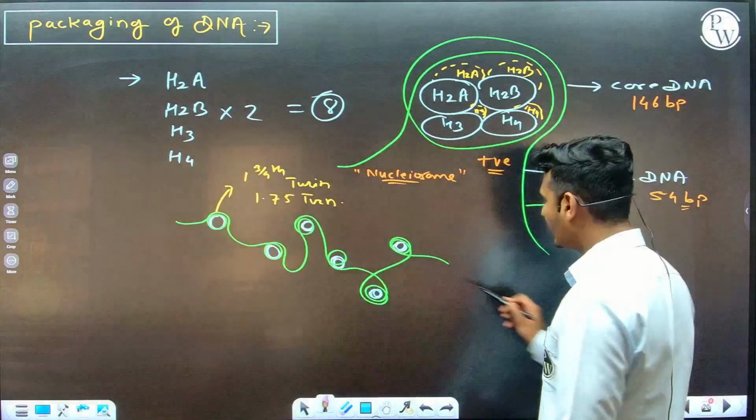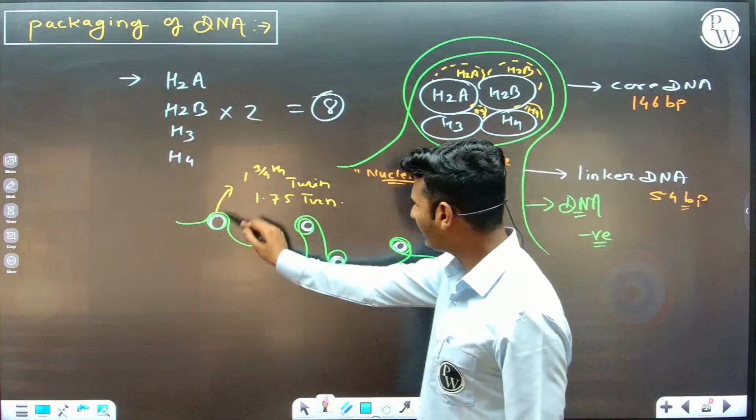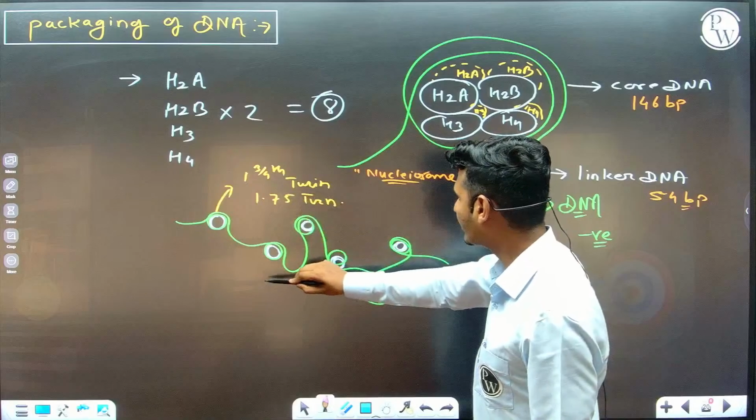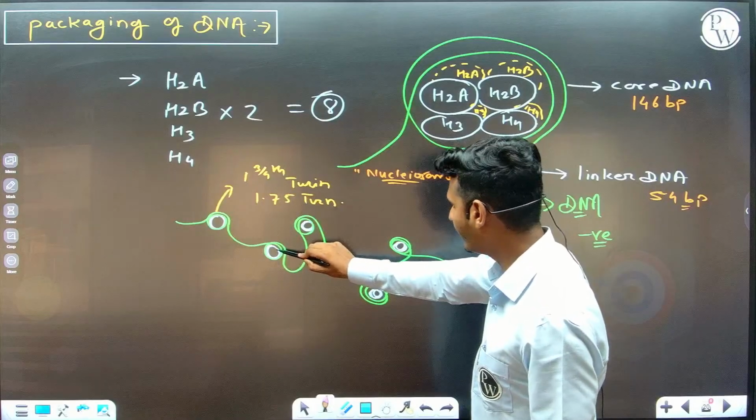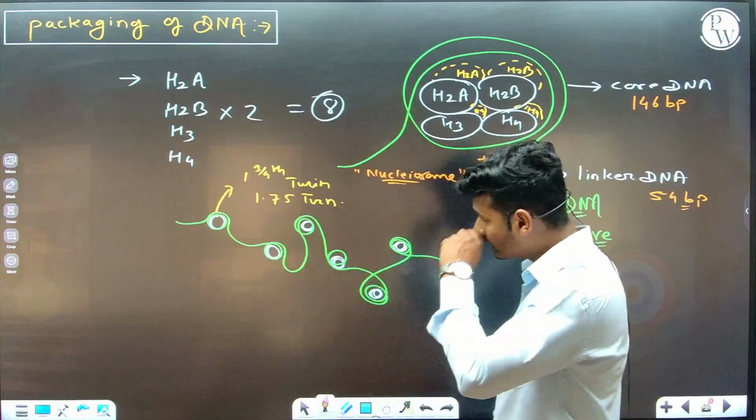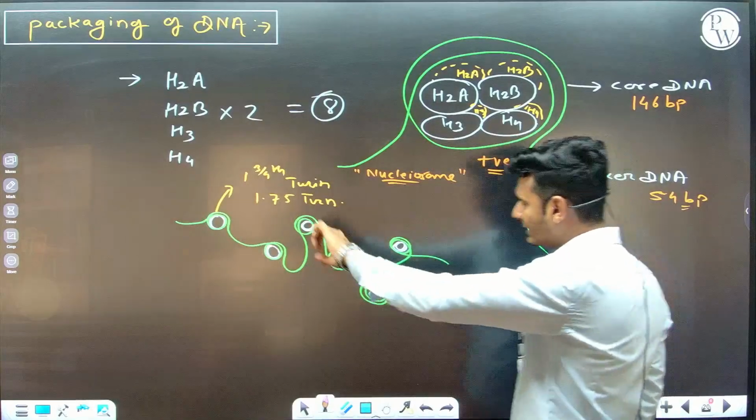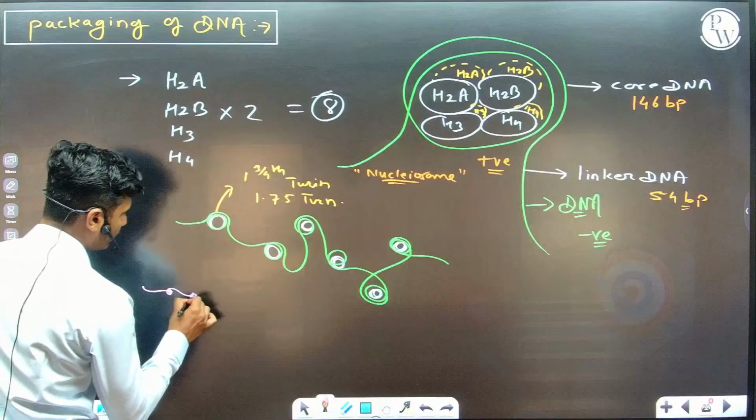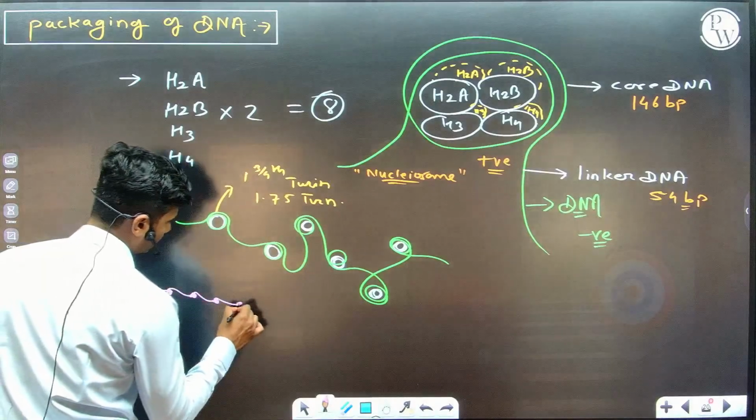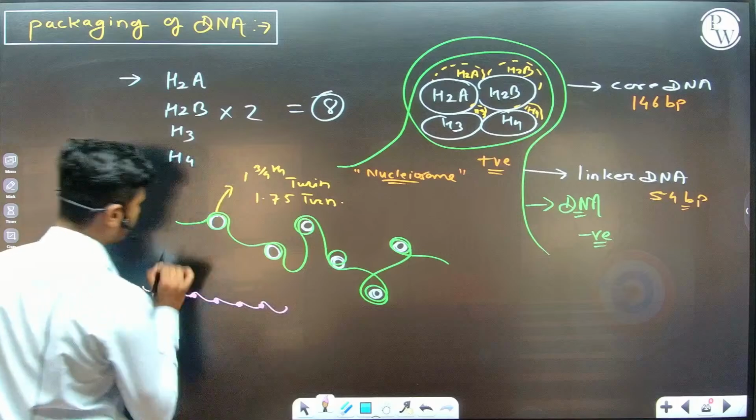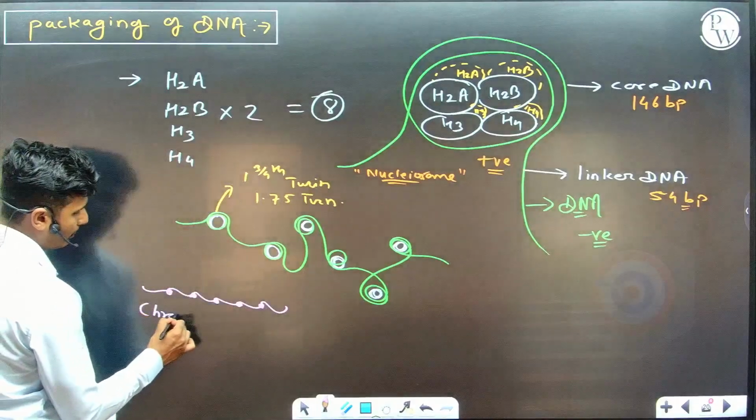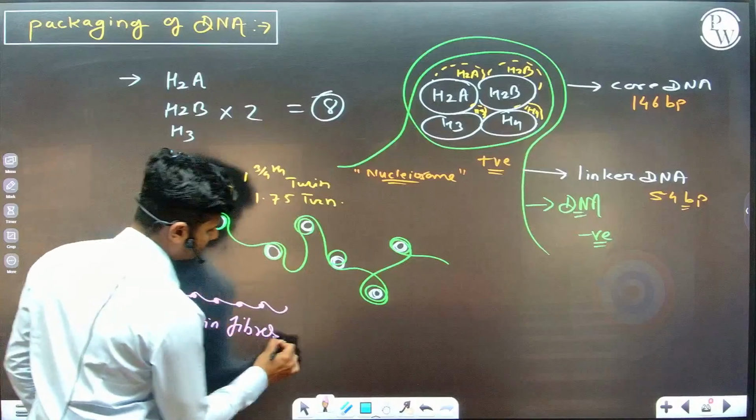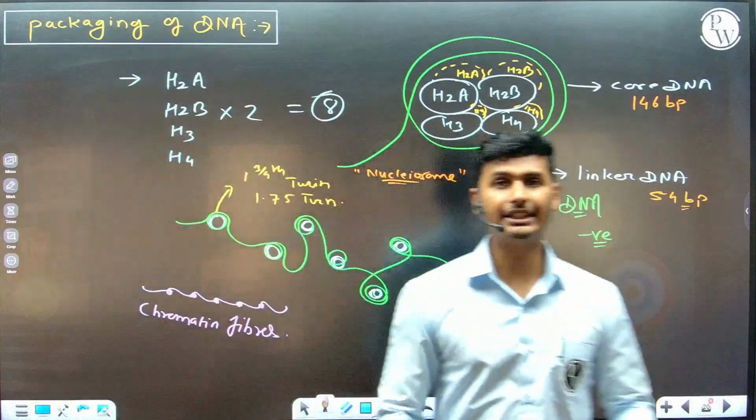So this negatively charged DNA wraps the positively charged histone protein present in the middle. So this is the complete structure of one unit. This is known as the beads on string structure, and thus the beads on string structure is known as the chromatin fibers, and in the form of chromatin fiber, DNA is packed.